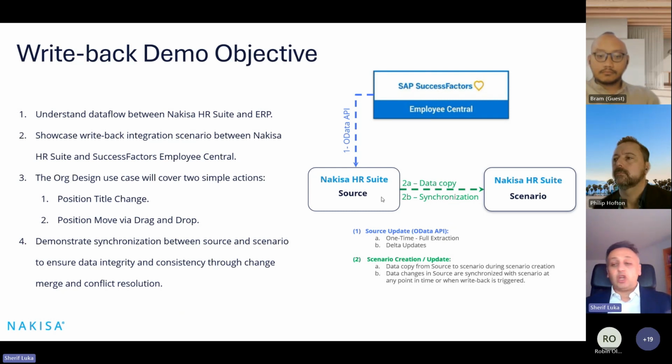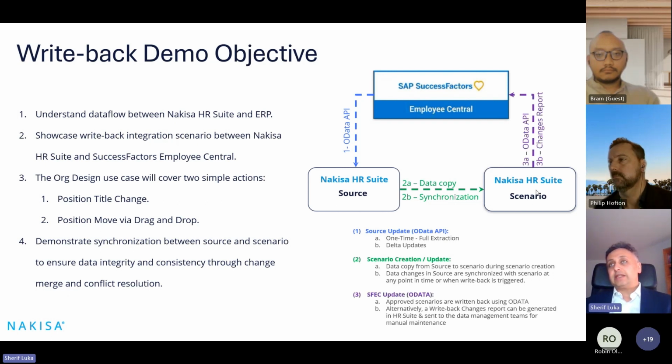Let's say you're working in a large transformation project that is taking you a month to complete. Data is constantly changing in SuccessFactors. How do you make sure that these changes are being merged with the model that you're working on, so you're always working on an up-to-date scenario or an up-to-date model? That's taken care of by the Nakisa HR Suite. And this synchronization works even if you have an Excel process to upload the data. It doesn't have to be a fully integrated solution with an ERP. So if you bring in the delta updates on a regular basis via Excel to Nakisa HR Suite, I can still trigger the synchronization between my source and scenario.